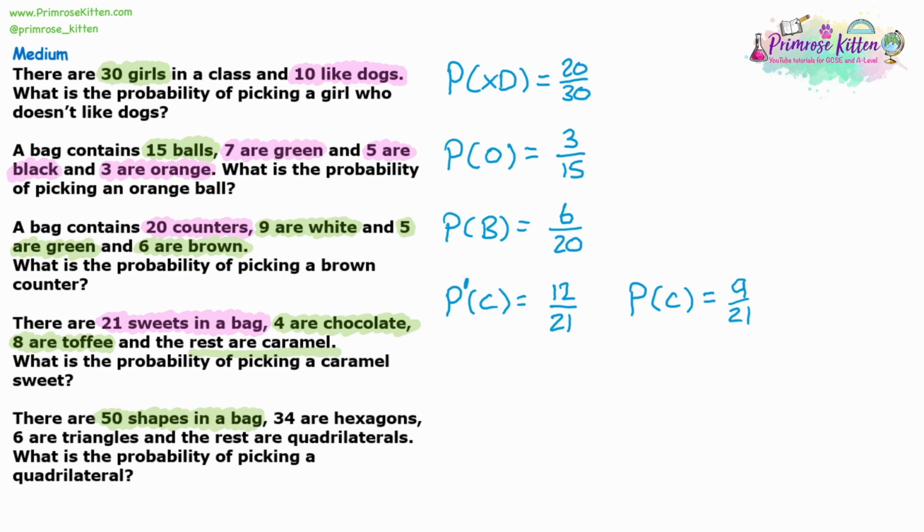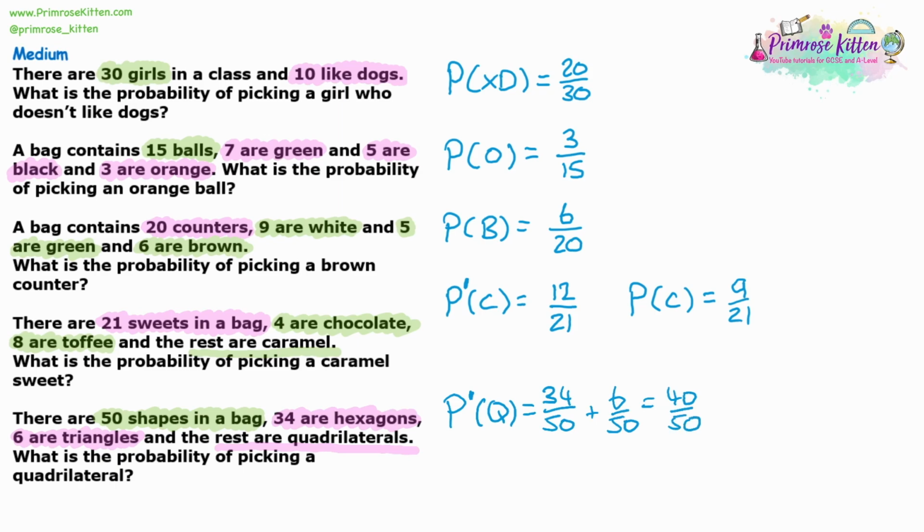We have 34 hexagons, 6 are triangles, and then the rest are quadrilaterals. So we don't have a number for it. And surprise, surprise, we're being asked what's the probability of picking a quadrilateral, the number we've not been given. So we need to find first the probability of not picking a quadrilateral. So we have our 34 hexagons out of 50 overall. We have our 6 triangles, over 50 overall. Add those up, that's 40 out of 50.